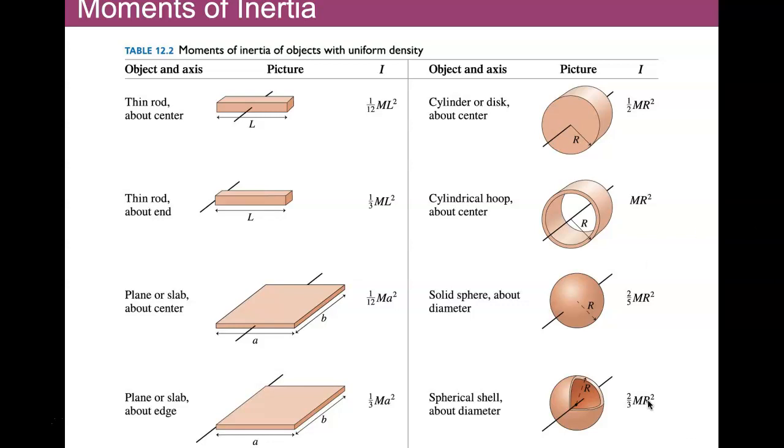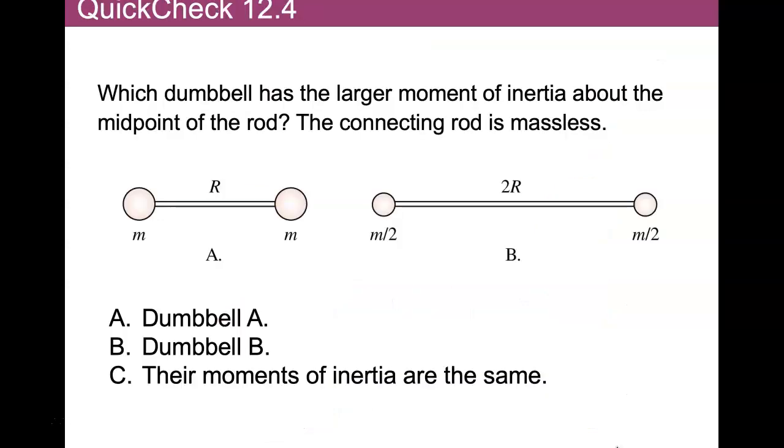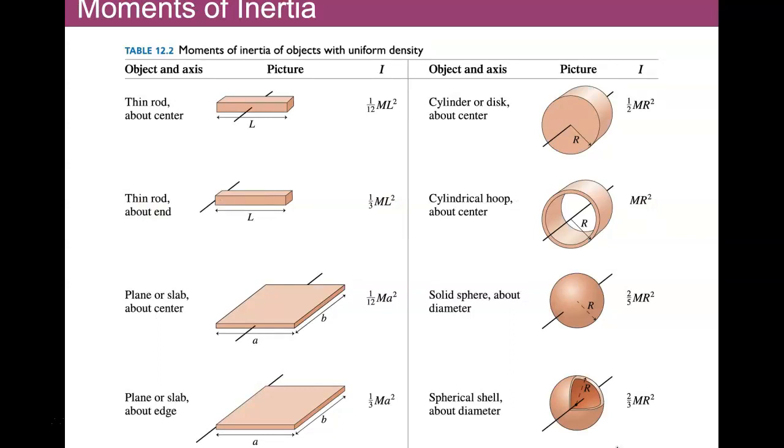So you're going to get R squared, because we need some length squared, and there's the total mass of the object, and there's going to be some numerical coefficient that depends on the geometry and how the mass is distributed inside this object. All right, let's think about a couple of these. Let's pick a thin rod about its end and a cylindrical loop about its center. Let's find these results using the expression that we have for the moment of inertia.